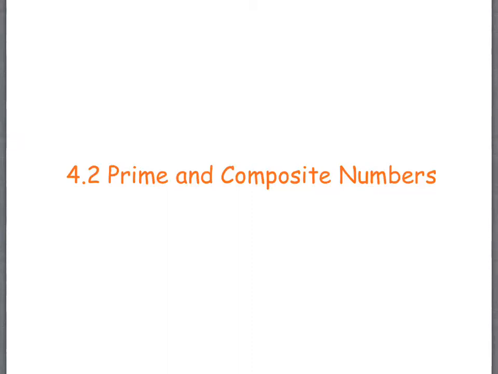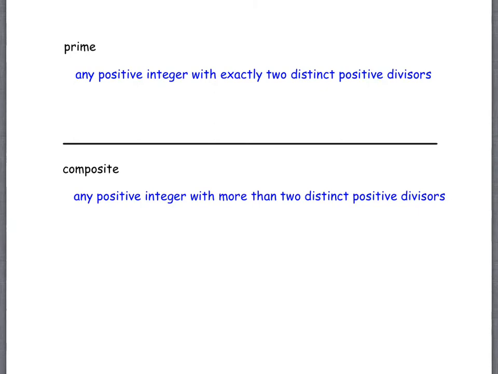All right, 4.2 is going to have a discussion more on this idea of divisibility, and we're going to talk about prime and composite numbers. So to start with, we need to talk about what they are. Prime numbers are any positive integer with exactly two distinct positive divisors. We explored this definition vaguely last time.